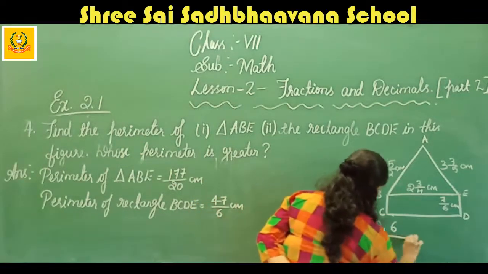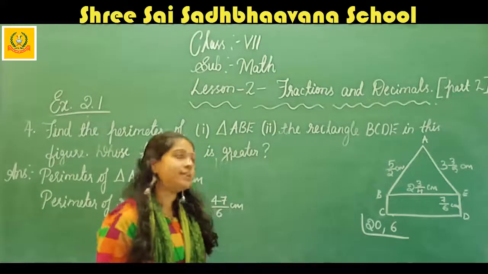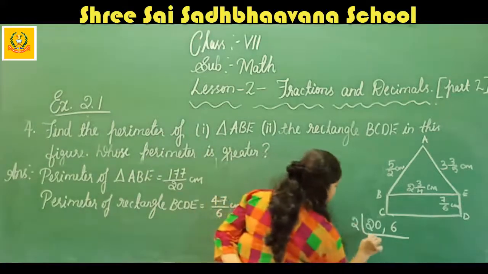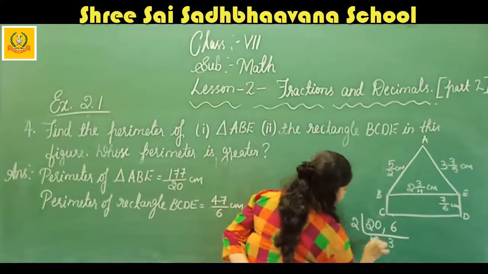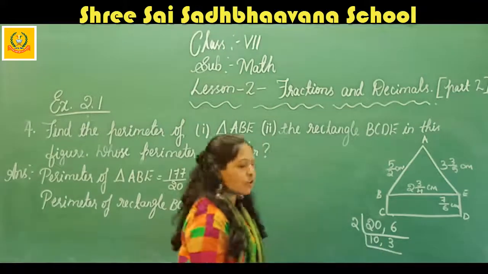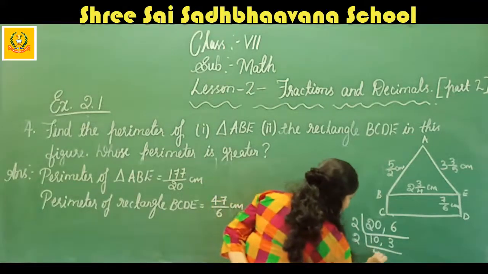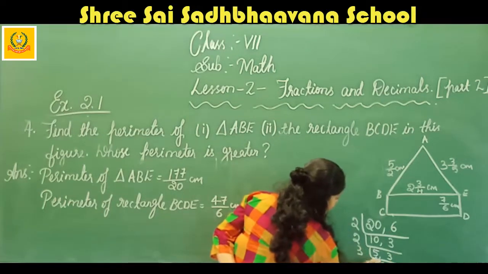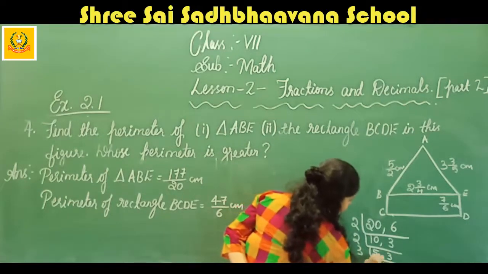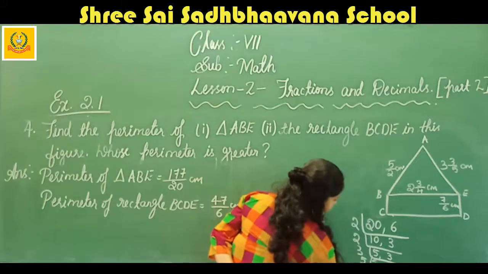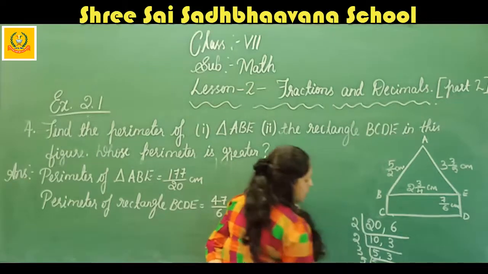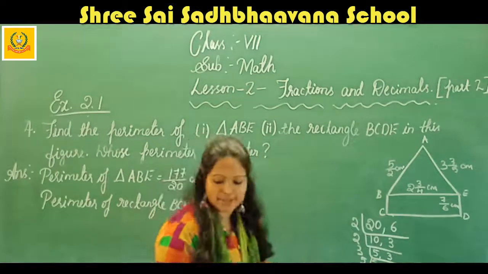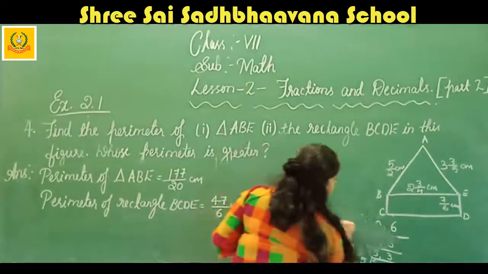20, 6. What will I do? I'll go with 2. 2 tens are 20, and 2 threes are 6. Again I will go with 2 only. 2 fives are 10 and 3 as it is. Now I will go with 3. 5 I cannot, so 3 ones are 3. I will go with 5. Here I will get 1 and 1. Okay, both the sides I will get 1 and 1. I will show you here. I will write here.